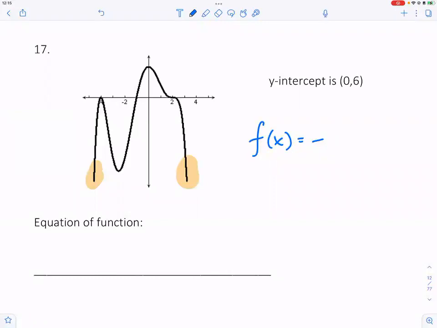So we have a few roots right here. We have a root at -4, a root at -1, and a root at 2. Now the key term here is the word multiplicity. Do you know the idea of multiplicity?